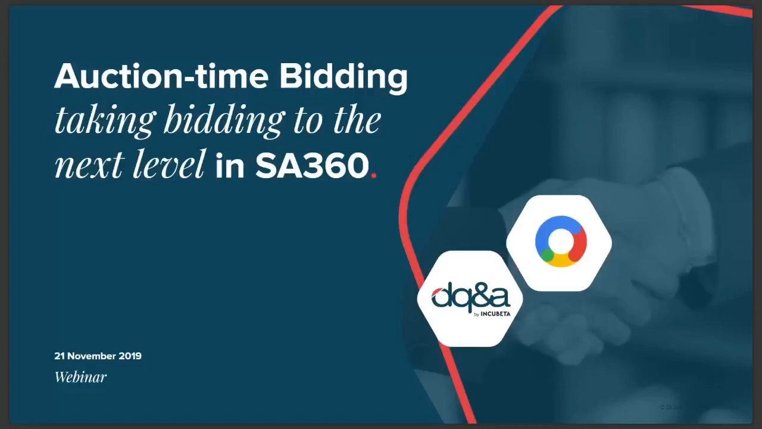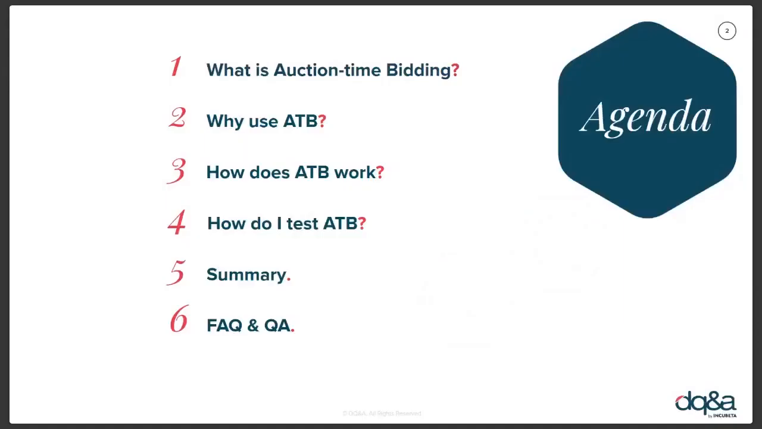Our agenda for today would be a few points to cover. First of all, we're going to tell you a bit about what auction time bidding actually is. Why you should use auction time bidding for your campaigns, how it works, and how you can test it. We'll, of course, afterwards wrap it up and summarize it for you. And at the end, as usual, we have our FAQ and QA. So we have a few common questions noted down, which we will answer and we will present to you.